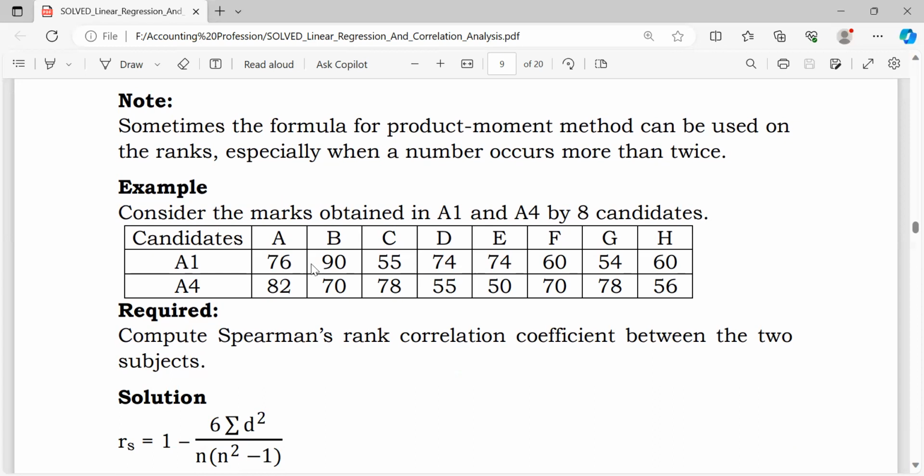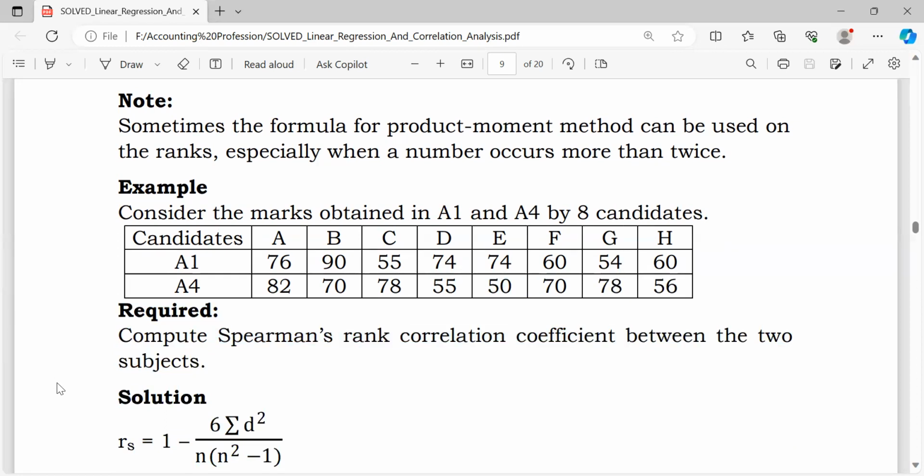So we have 8 candidates: candidate A, B, C, D, E, F, G, and H. And we have the marks for A1 and A4 as you see them. Required: compute the Spearman's rank correlation coefficient between the two subjects. Okay, so that's what we need to do here.